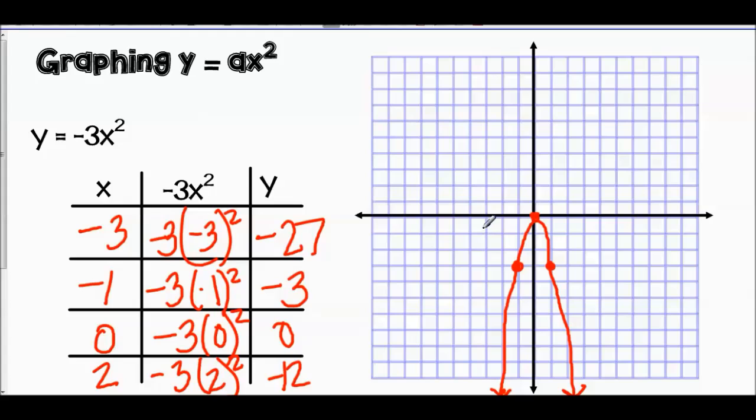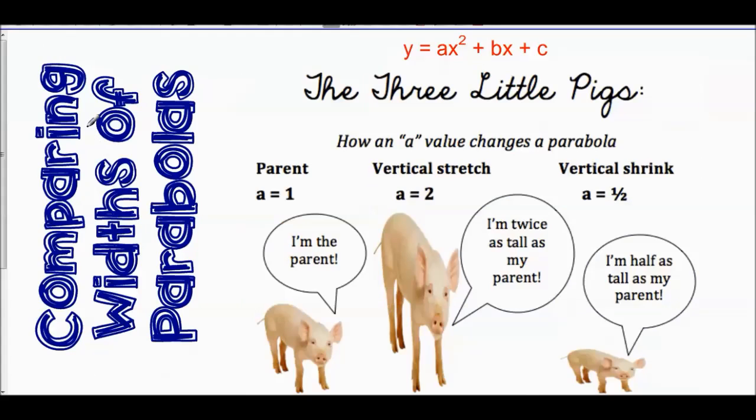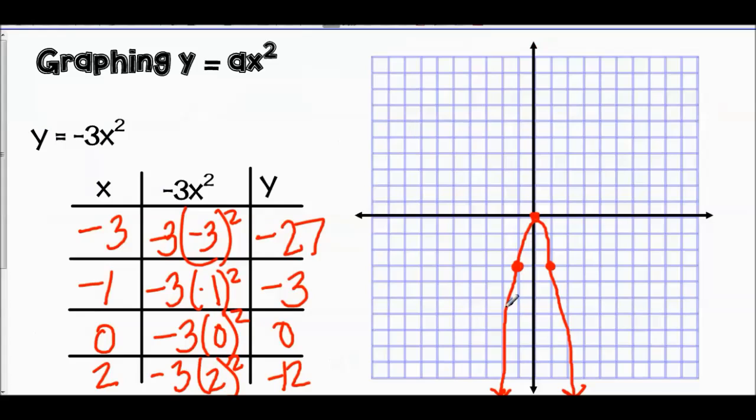Something you should notice is there are no positive y values. So if I were describing the domain and the range of this function, the domain is all real numbers because it's extending infinitely out, but the range is numbers that are less than or equal to 0. It would never fall up here in quadrant 1 and quadrant 2. So notice how this parabola was really skinny as compared to the parent function, which was not quite as skinny.